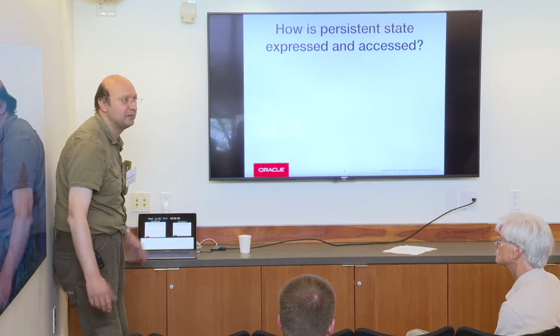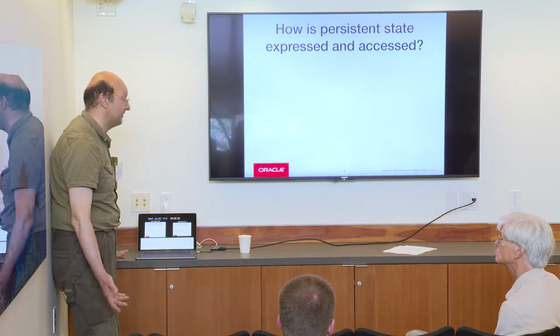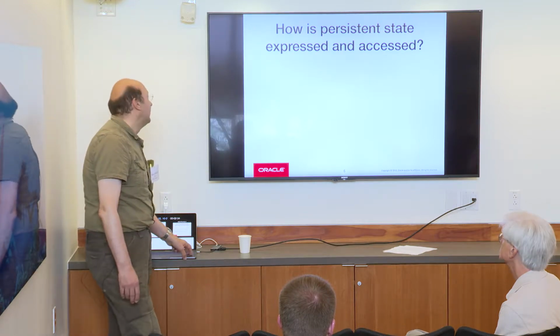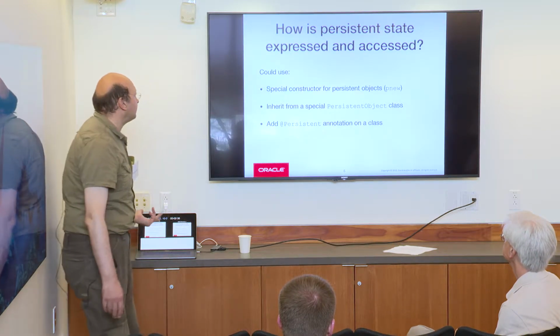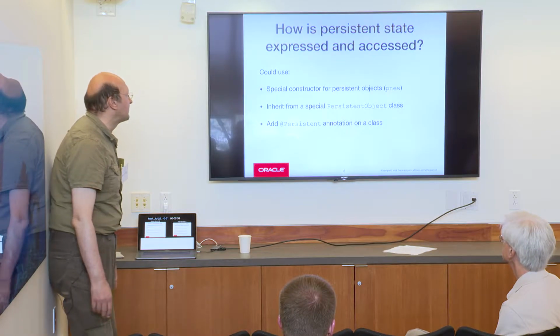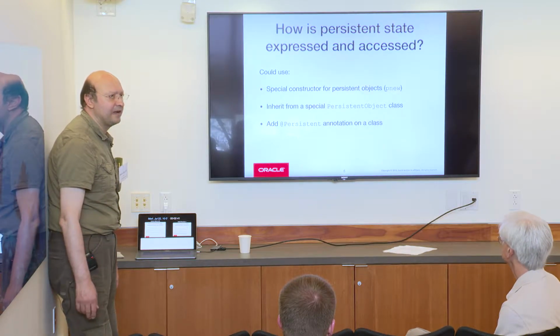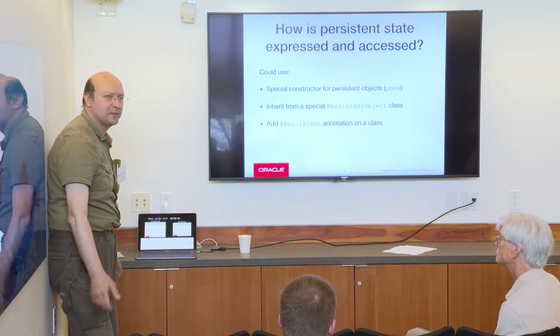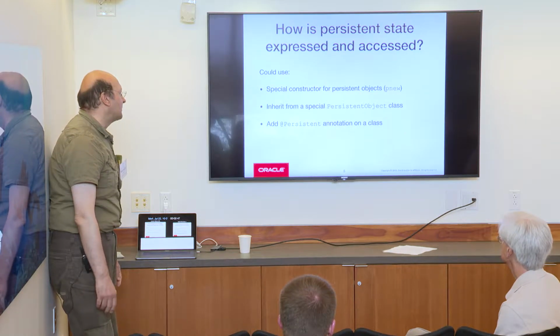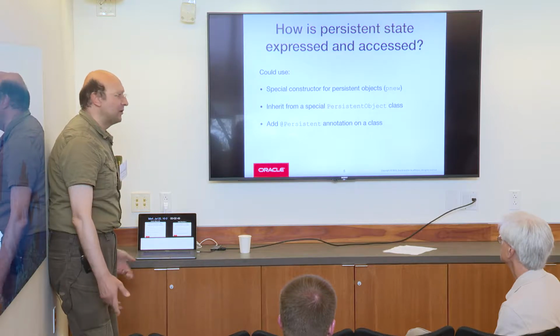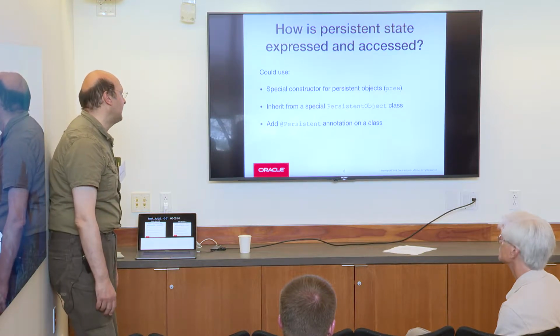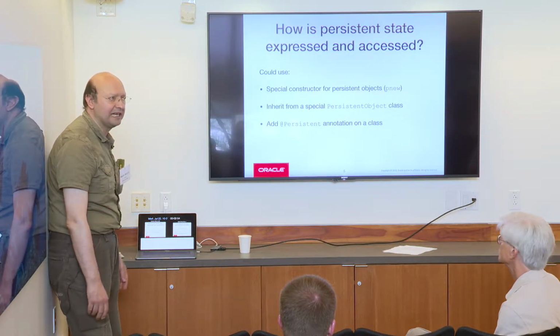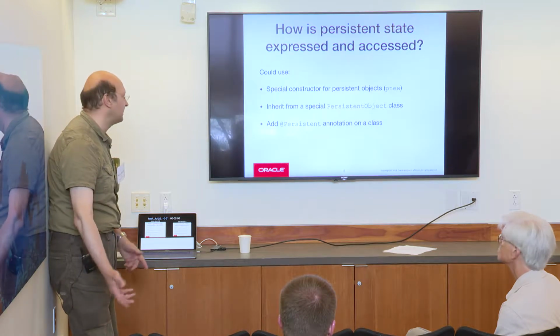There are a number of possibilities here. There are lots of possibilities. We could have special constructors for persistent objects that say when we allocate an object, this is going to live in persistent memory. We could make a special class for persistent objects and have everybody who wants a persistent object inherit from those. We could add annotations on classes to say which ones were to be persistent or not.